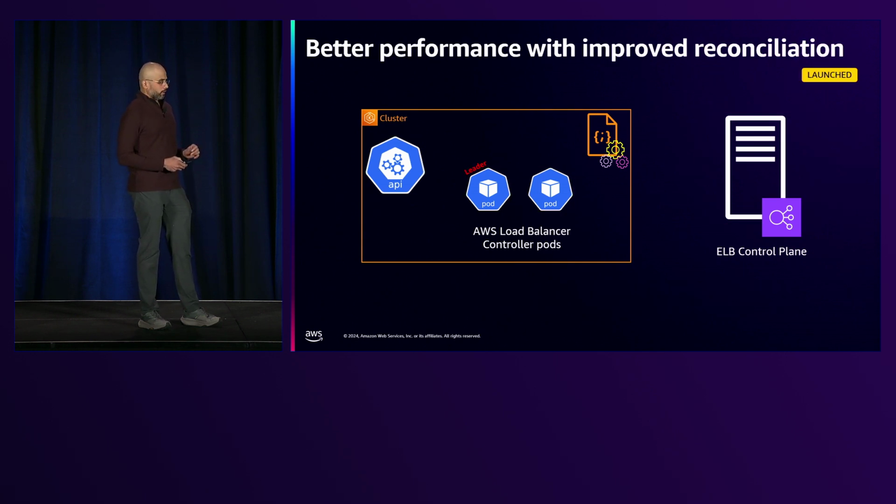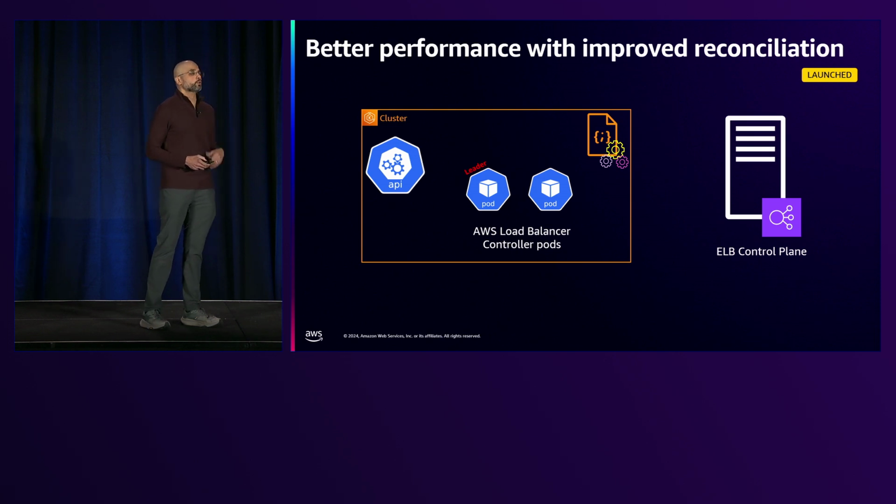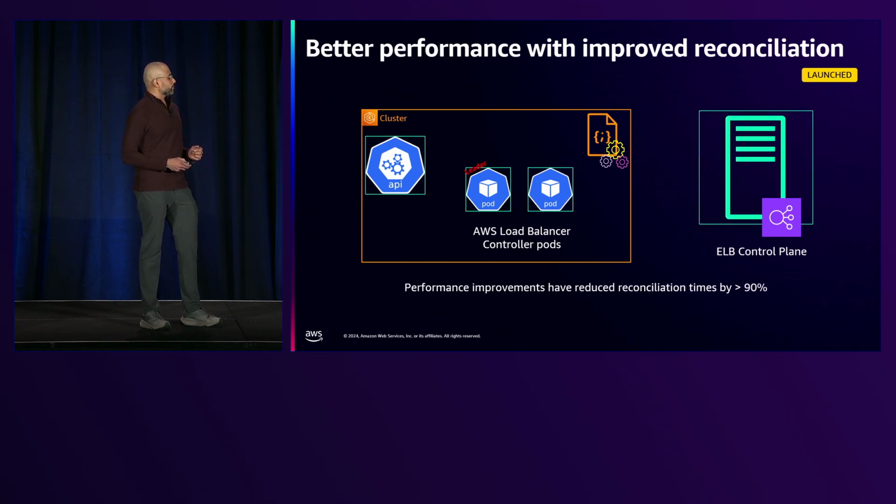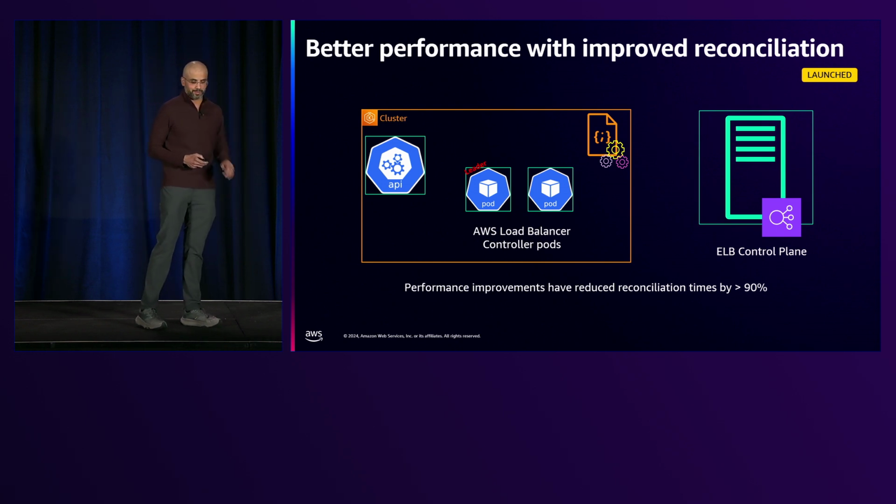I'm happy to say that using caching and deferred queues, we've been able to reduce the number of lookups, and because of which reconciliation times have actually been reduced by 90%. So as you can see, those green boxes showed up very quickly in this slide.